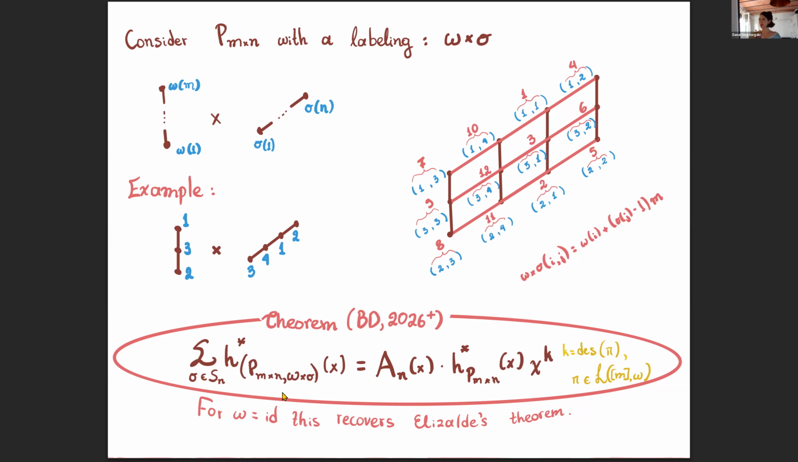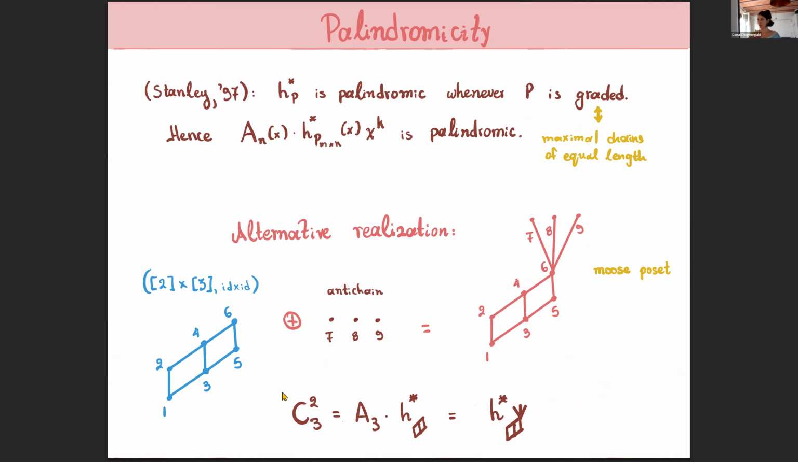Great. So one comment on palindromicity. From this perspective, it's natural to see the palindromicity because it is known by work of Stanley that if a poset is graded, which means the maximal chains will have equal length, then the corresponding star polynomial will be palindromic. Hence it immediately follows by the theorem, together with the fact that the Eulerian polynomials are palindromic, that the Canon polynomials and their generalization that we talked about will be palindromic.